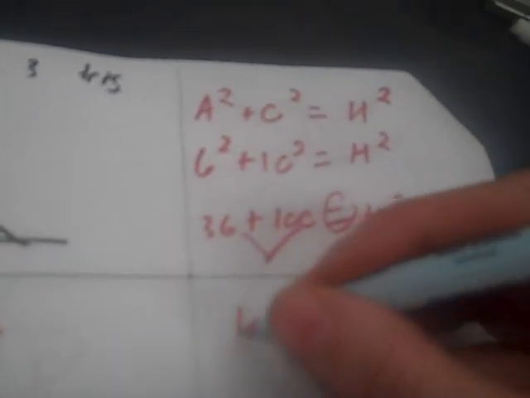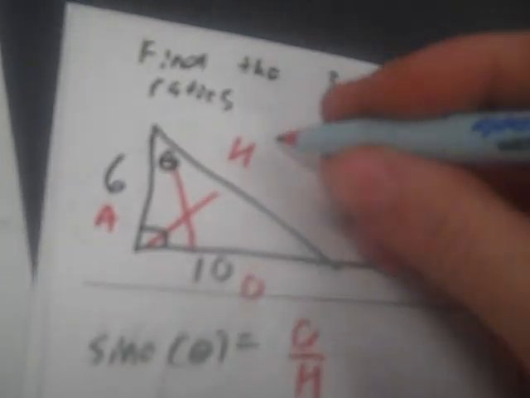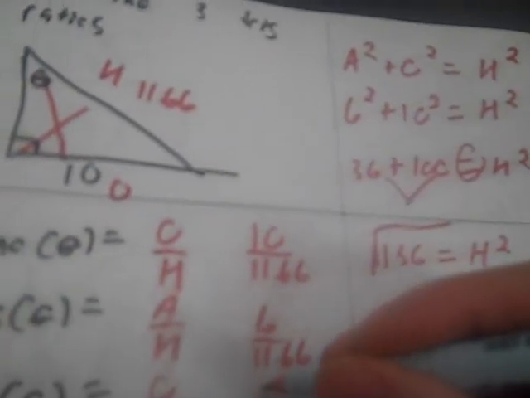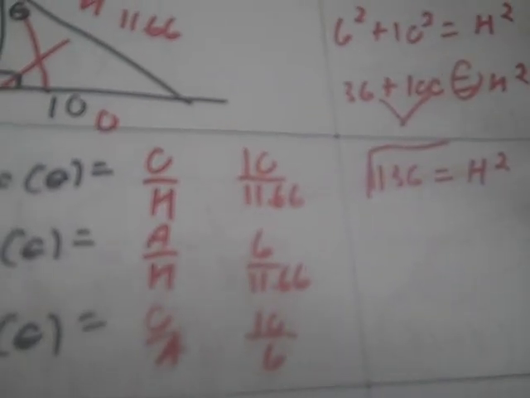Now, these are on the same side, so I just add those. That's 136 equals h to the second, and then I find the square root of 136 to find the actual h value. Okay, 11.66, so the one after it will keep it at 11.66. So O you got 10 over 11.66. A you got 6 over 11.66. And O is 10, and A is 6 over 10, you can reduce it to 5 over 3. I'm not giving you any extra credit points for that.